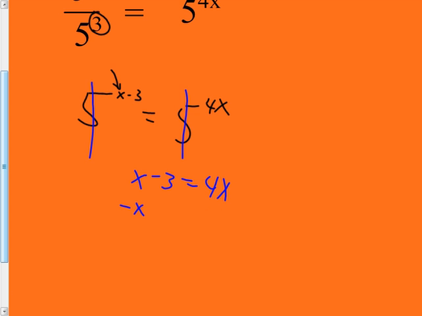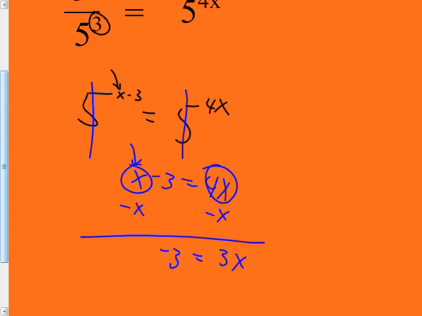If you have x's on both sides, get rid of the smaller one. That's the smaller one. Get rid of it. And then I have negative 3 equals 4x minus an x is 3x, and now it's easy from there. Divide by 3 on both sides. So whenever you have variables on both sides, like this, get rid of the smaller one.